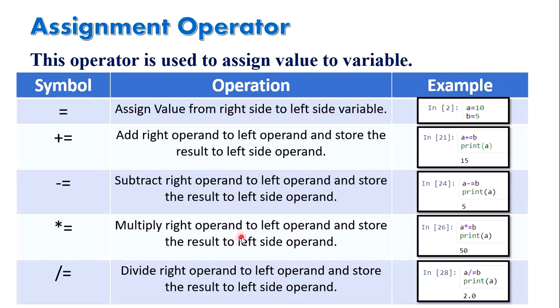And multiply equals to, that means multiply the right operand, that is B, to the left operand, that is A. That means 10 into 5, that is 50, and store the result into A. Then we print the A, we get the value 50.